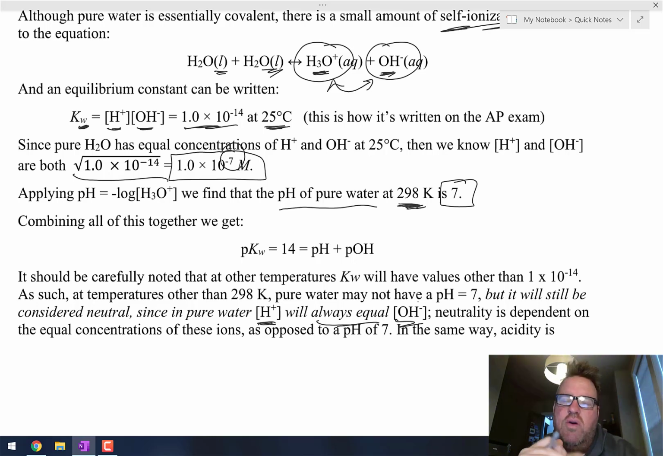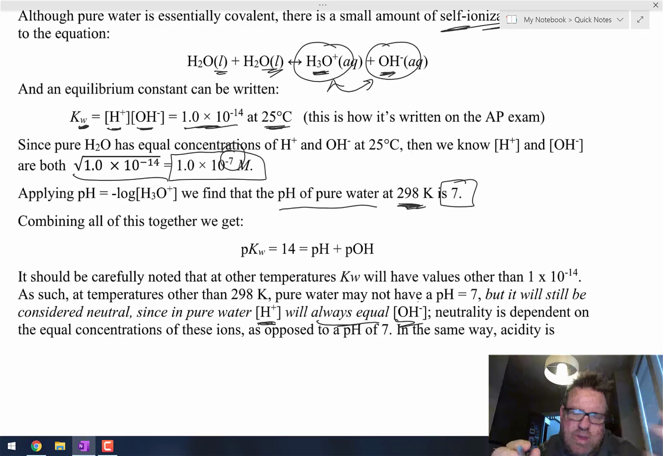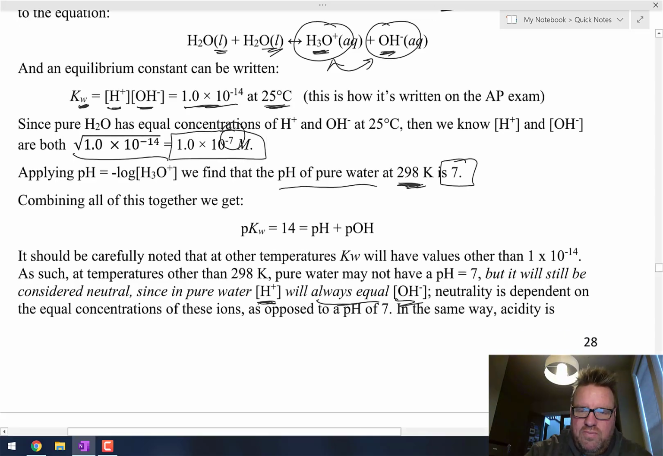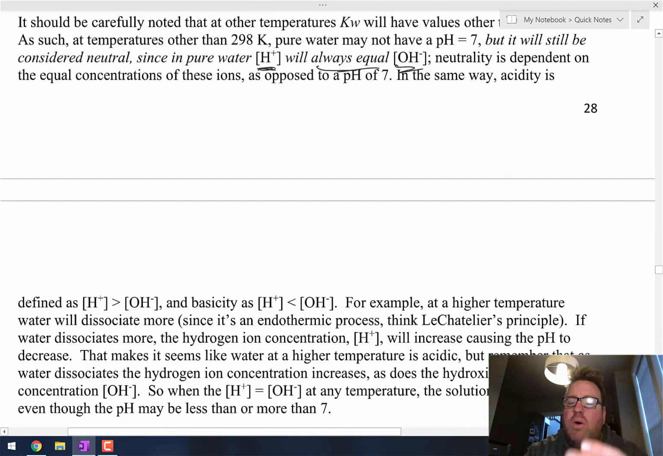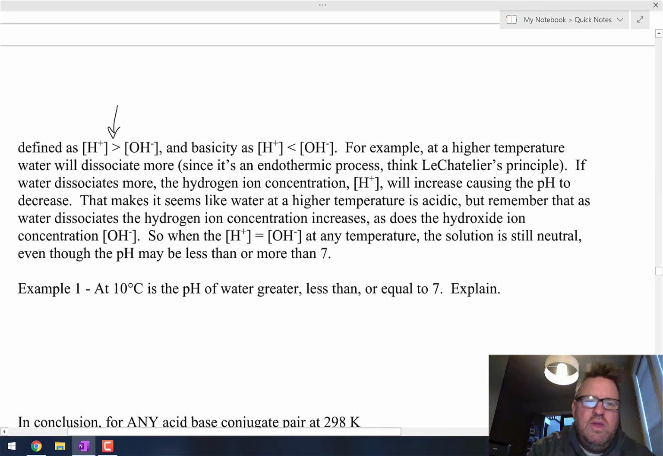So a lot of times you see, oh, it's a pH of 6.5. It must be acidic. Not necessarily. It's a good estimation, a good prediction, but not necessarily. If the pH is 6.5, it is possible that the hydrogen ion concentration and the hydroxide ion concentration are still equal to each other. It could technically still be neutral. Now, if it's acidic, what makes it acidic? It means that the hydrogen ion concentration is greater than the hydroxide ion concentration. And if it's basic, then the hydroxide ion concentration is greater than the hydrogen ion concentration.